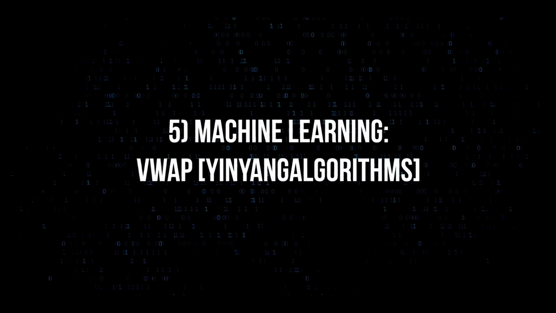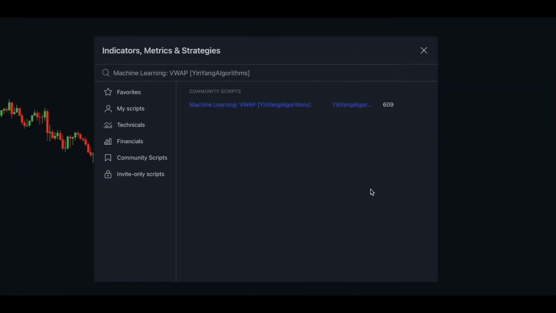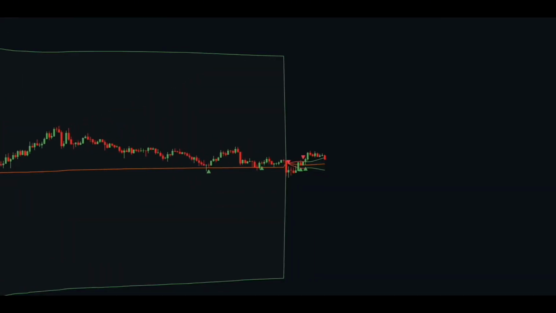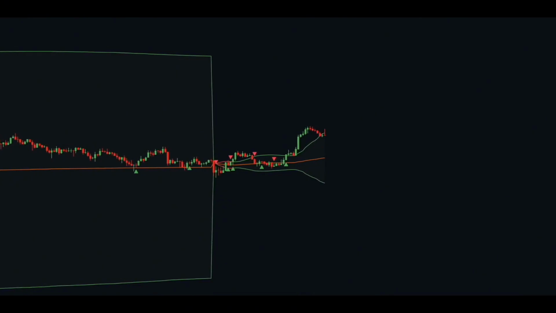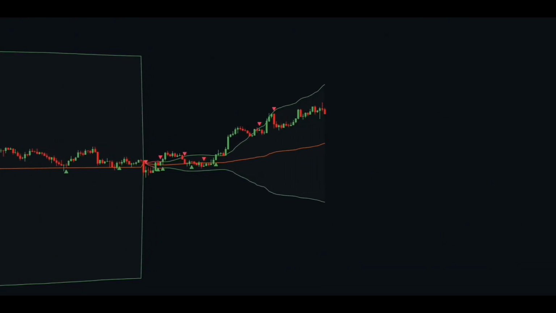The next tool on my list is called the Machine Learning VWAP by Yin Yang Algorithms. This truly wonderful script aims to use machine learning to identify the best location to anchor the VWAP at. Rather than using a traditional fixed length, by applying machine learning, we can identify crucial areas to reset the VWAP and start anew. Due to how the anchor for this VWAP changes, you may notice that the basis line may act as a trend identifier.